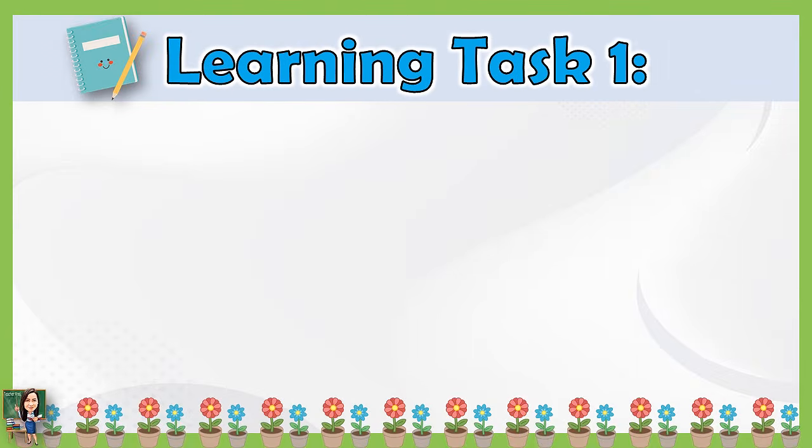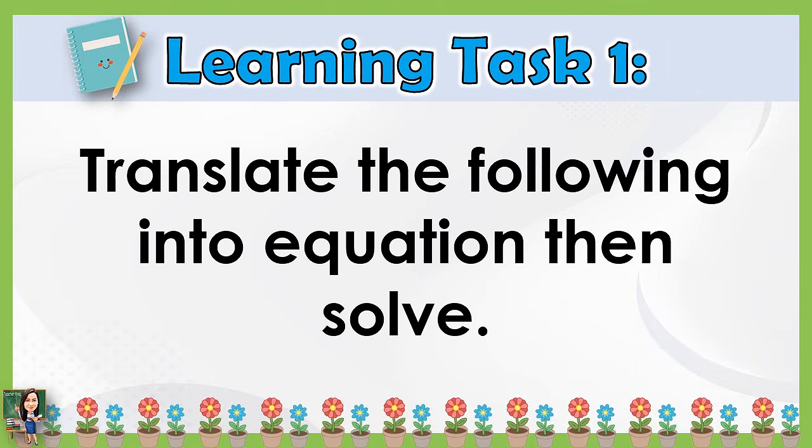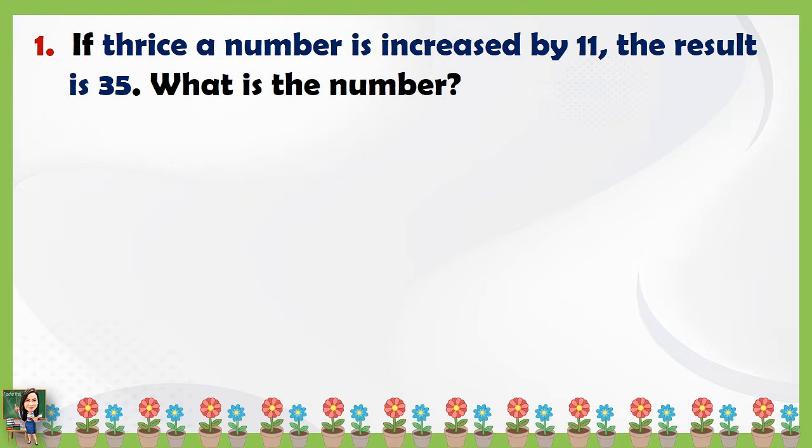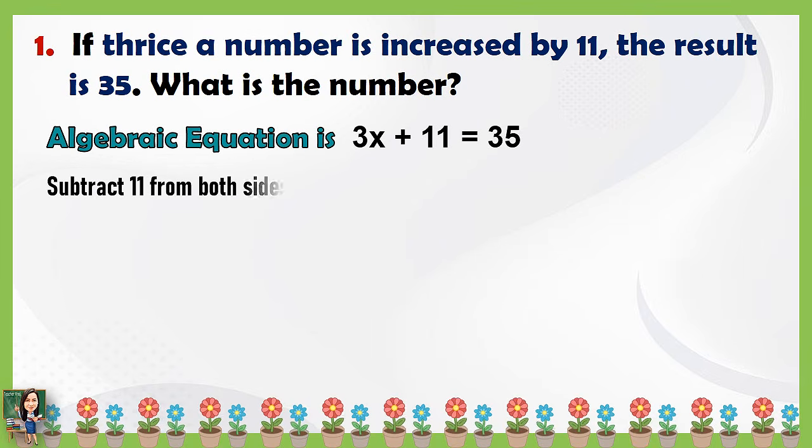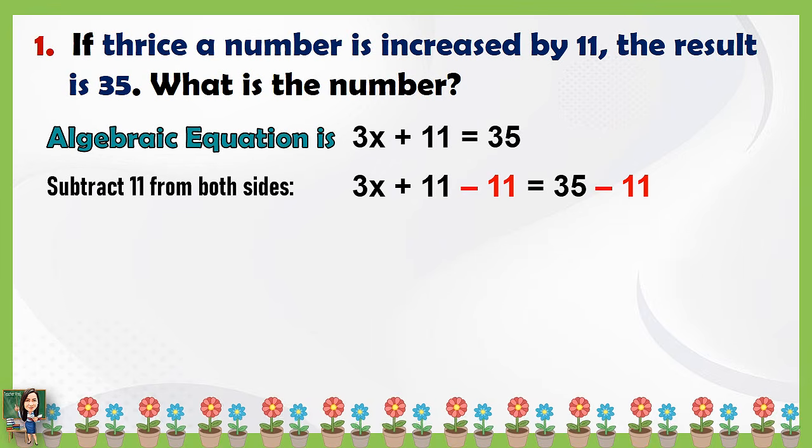And now let us do learning task 1. Translate the following into equation then solve. Number 1. If thrice a number is increased by 11, the result is 35. What is the number? The algebraic equation is 3x plus 11 equals 35. Subtract 11 from both sides. That is 3x plus 11 minus 11 equals 35 minus 11. Positive 11 minus 11 equals 0.